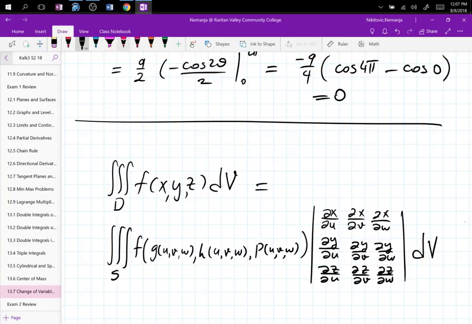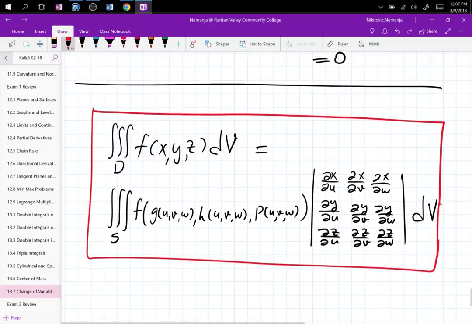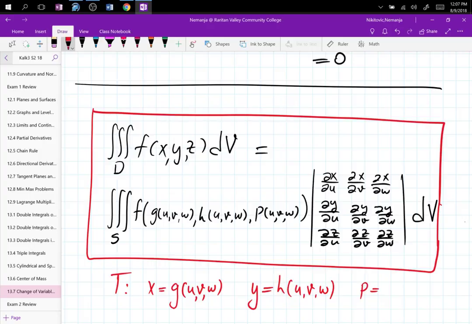All right. Now we have our definition over here. And our transformation to follow this is x equals g(u, v, w). Let's switch the display. y equals h(u, v, w) and p. No, z is function p(u, v, w).